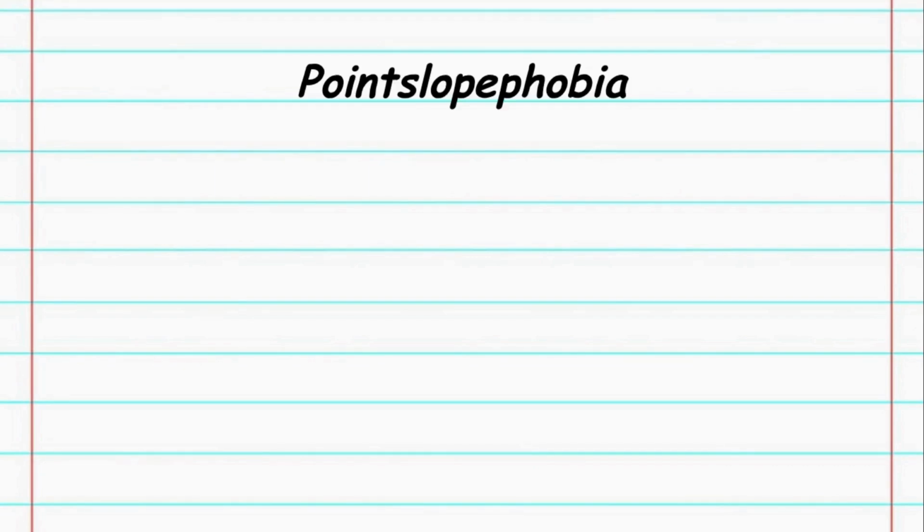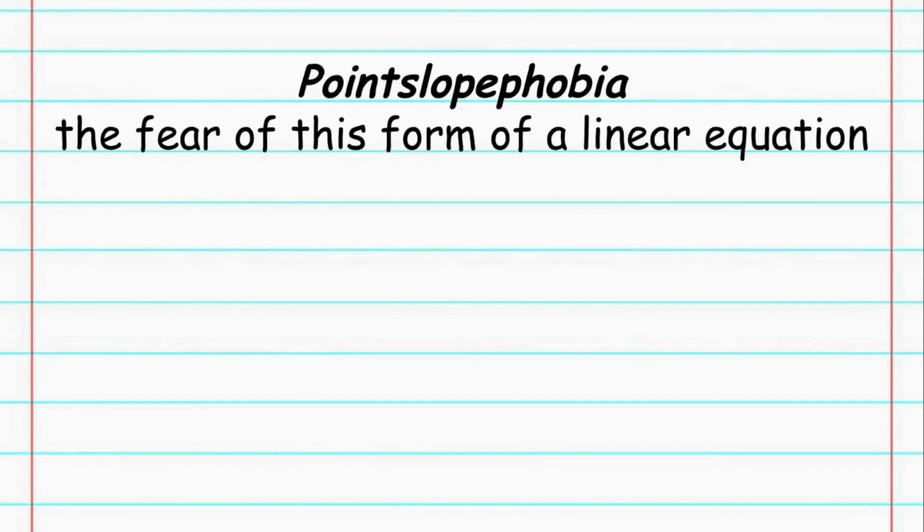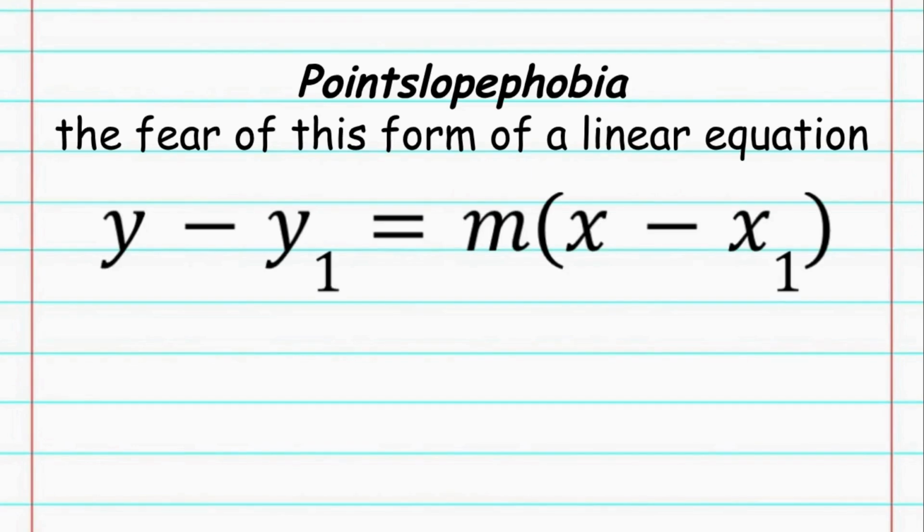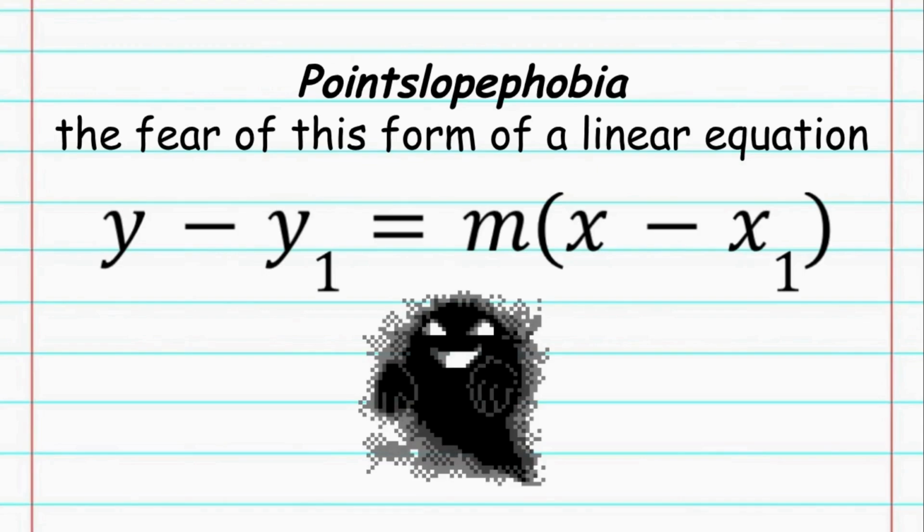There's a strange phenomenon I've noticed as a math educator, and I want to give it a name. I call it point slope phobia. It's the fear of this form of a linear equation. y minus y sub 1 is equal to m times quantity x minus x sub 1. Apparently, this formula is spooky.